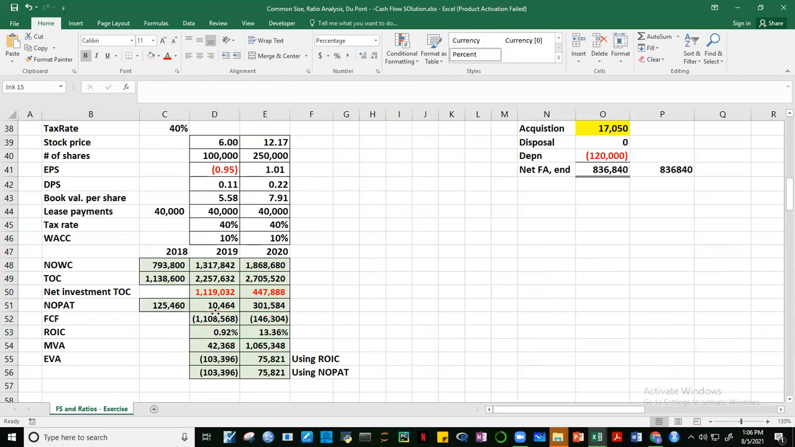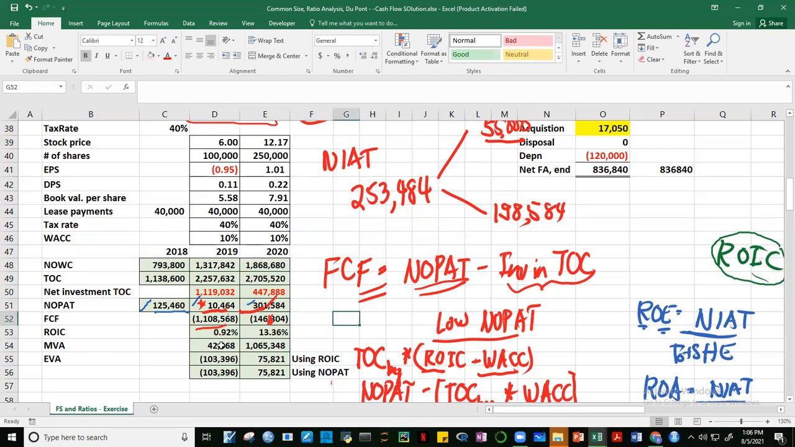Okay, we go first to free cash flow before we go to, we said, our end goal is to compute these three: ROIC, MVA, and EVA. That's really our main goal. So how do we compute for free cash flow? We said free cash flow is cash flow available for distribution to investors after deducting cash flow requirements for operations. So it's NOPAT minus investment in TOC.